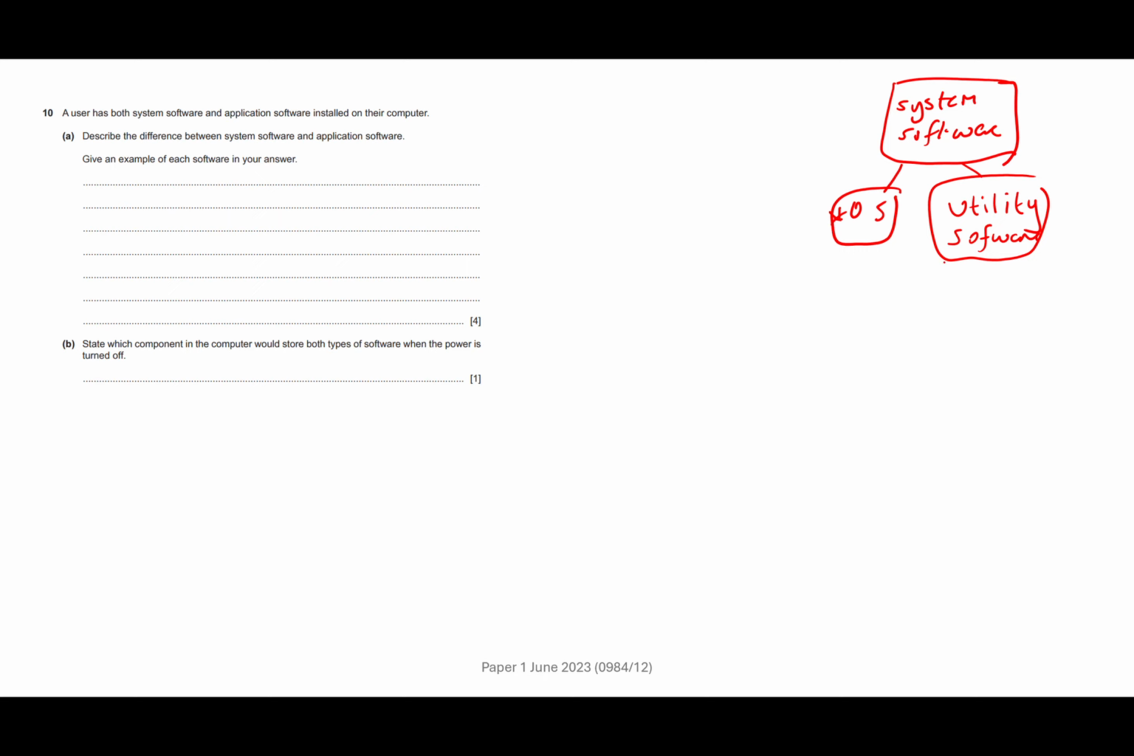And then utility software provides things like firewall, we have antivirus, we can have things like defrag or disk defragmentation software, and there are many others as well. And these all have one thing in common: they are just used to keep the computer maintained and running smoothly. So system software is all designed to keep the system running. And then we have application software.